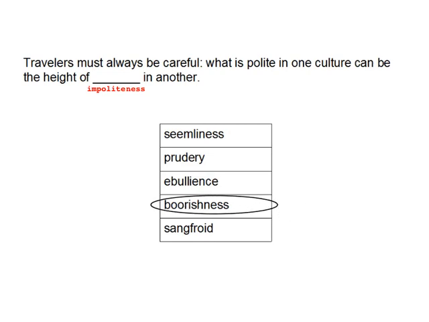Ebullience, meaning sort of expressive, lively energy for life. Prudery, sort of closely related in some ways to impoliteness, but prudery has more of a promiscuous connotation to it. We're talking about the opposite here of polite. Seemliness would actually be politeness. So if we didn't pick up on the pivot that's required here, what is polite in one culture can be the height of politeness in another, then seemliness would be a good choice. And sangfroid, a really great word to know. I think it just means cool-headed, calm under pressure.